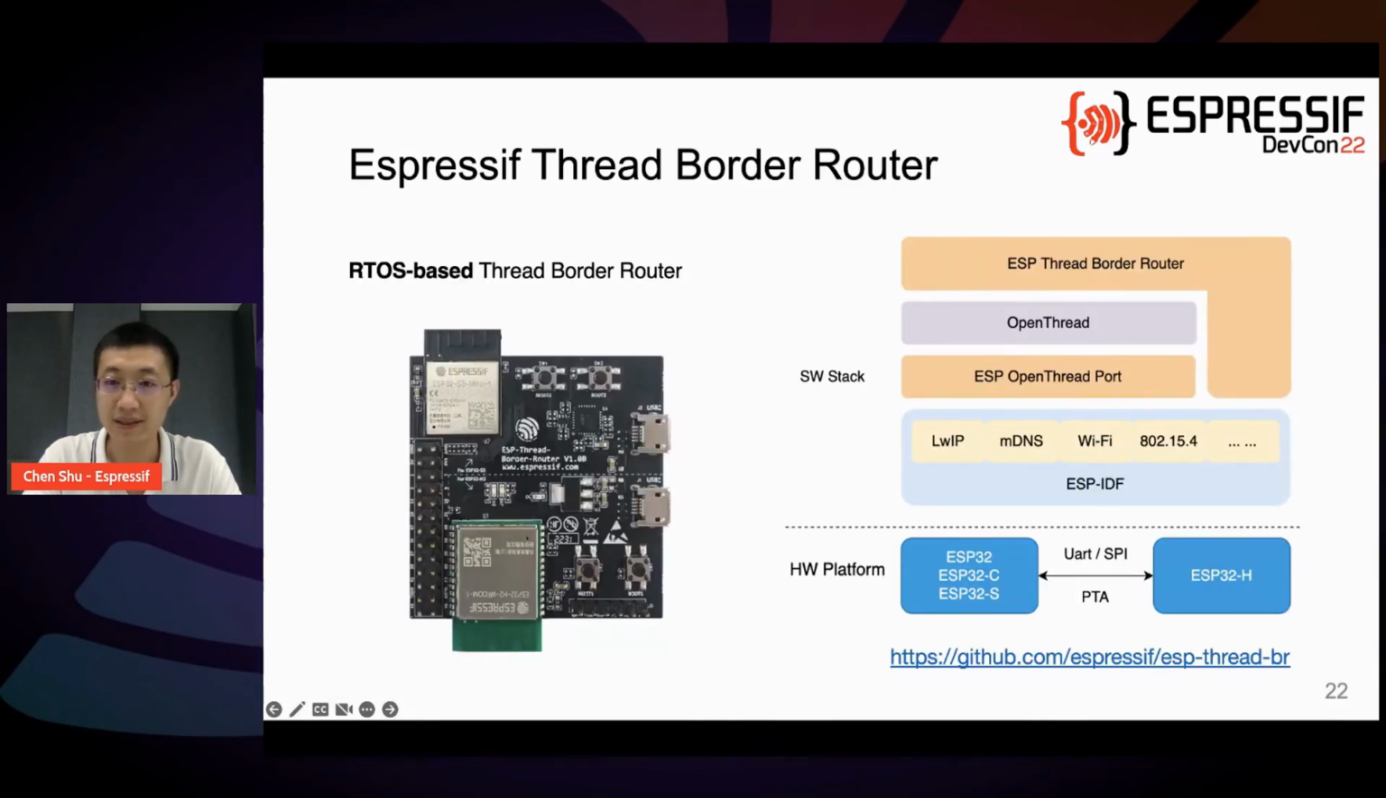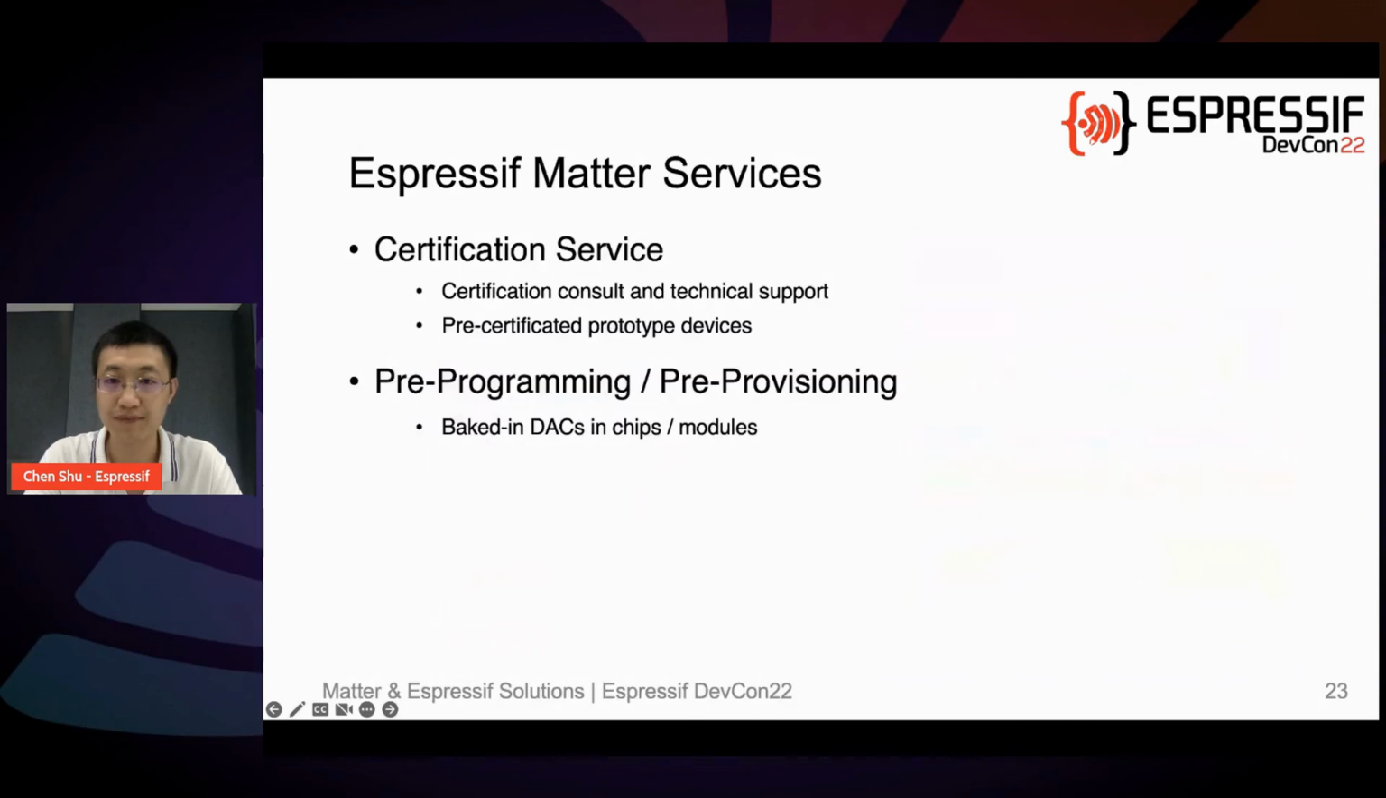Now here comes the ESP Thread router solution. The SDK is built on top of ESP-IDF and OpenThread. It's RTOS-based, so very cost-effective compared to the Linux-based router solutions. It's compliant with the latest Thread 1.3 and supports Matter applications. Also, we provide ESP Thread router dev kit and reference design, which integrates the RCP update and RF coexistence design. You can now access the SDK from GitHub.